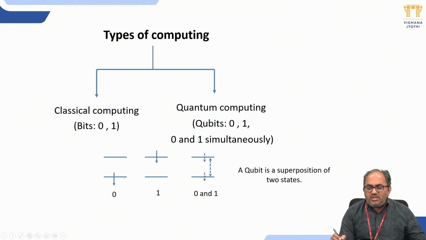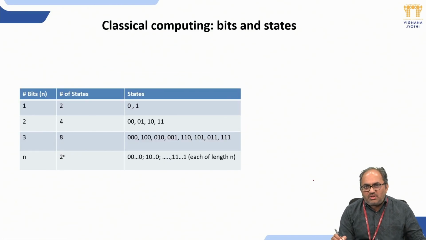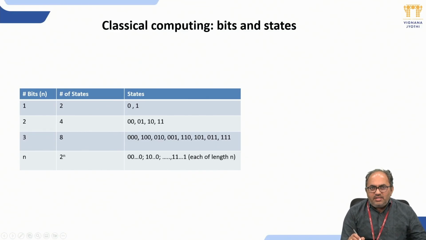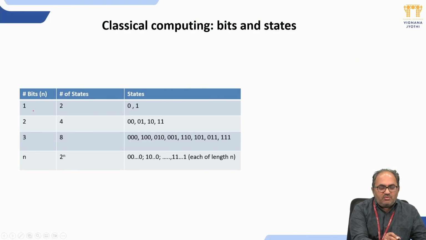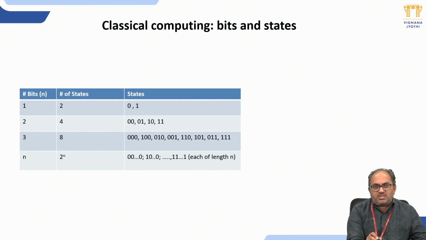I already said a qubit is a superposition of two states. Let us start with classical computing first. In classical computing, we represent the data in the form of bits. Say, for example, I have one bit. This bit can be in two states. That means it may be in state 0 or state 1. But you can't find a bit staying in both the states simultaneously. That is the point we need to understand.